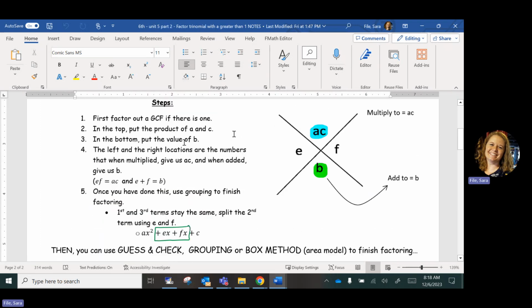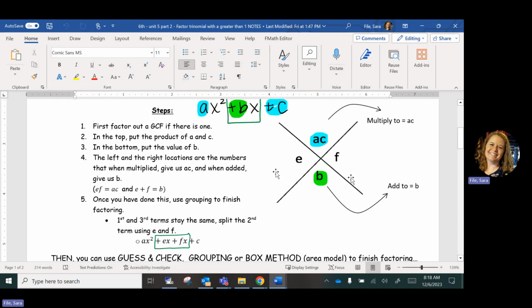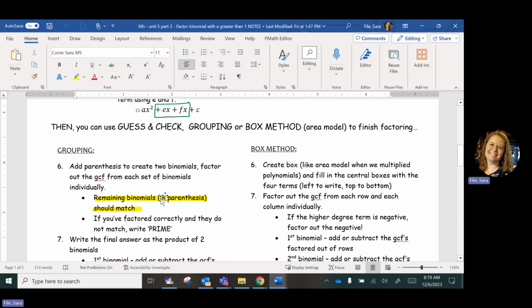So remember, we said if you have an a value greater than 1, we can start with this x method, where we put a times c in the top, b in the bottom. We look for what multiplies to ac but adds to b, and then we make the substitution. We replace that middle term of the trinomial with these two terms, and it creates a 4-term expression. Y'all recall this? Okay. So we were going from a trinomial and we were making it 4 terms instead of 3, because then we had the option to do either box method or grouping.